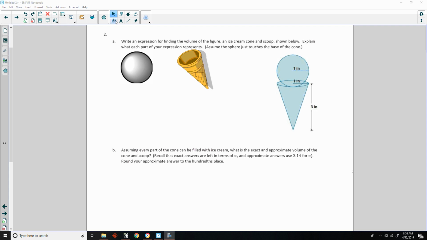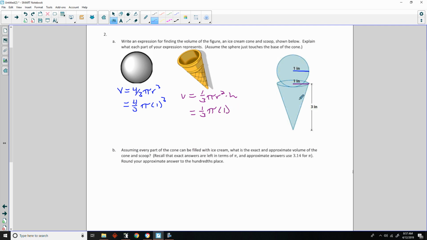Okay, so the first thing I'm going to do is write an expression. So first I'm going to write it as an equation for the formula. Volume of a sphere is 4/3 pi r cubed. The volume of a cone is 1/3 pi r squared times height. Okay, so this is going to equal 4/3 pi, and the radius is 1. The volume is 1/3 pi, and the radius is 1, and the height is 3.